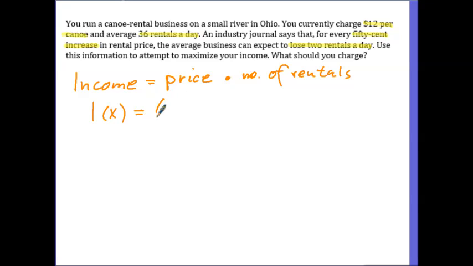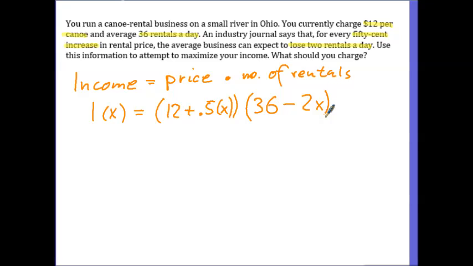So since we're starting with $12 per rental, we can say 12 plus 0.5. That would be our 50 cents. And that is times X, the number of times that we don't know yet. And then we would change the number of rentals a day, which right now is 36, and now we have to put a minus. So every time we add 50 cents to the price, we lose 2 times that, in other words, 2x.